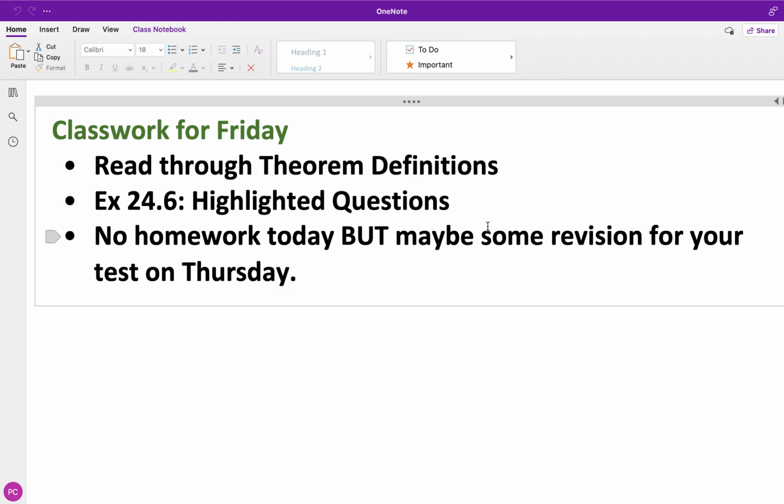And then in exercise 24.6, I've highlighted a couple of them for you. It's Friday, so I won't give you homework for the weekend. So you're going to do as many of those highlighted questions that you can do in the hour, so within the class time. And you don't have homework, but maybe have a look at some of the questions from the past in preparation for your test next Thursday.